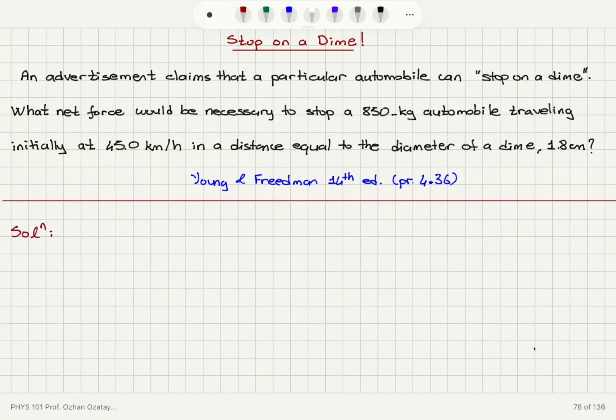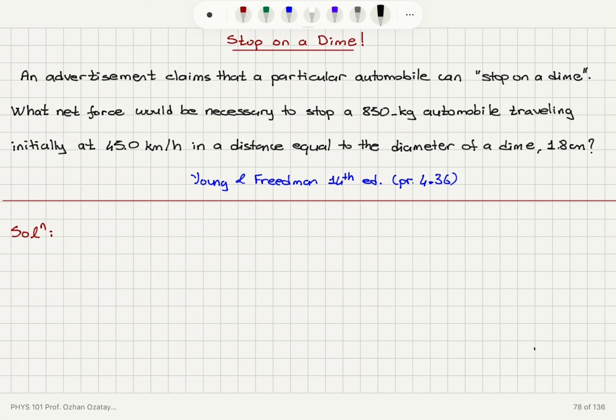Stop on a dime. An advertisement claims that a particular automobile can stop on a dime. What net force would be necessary to stop an 850 kilogram automobile traveling initially at 45 kilometers per hour in a distance equal to the diameter of a dime, which is 1.8 centimeters?